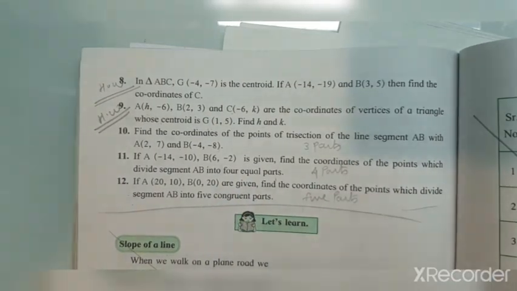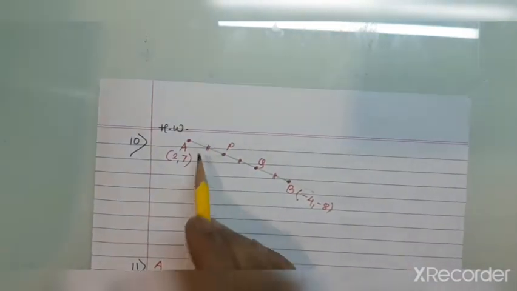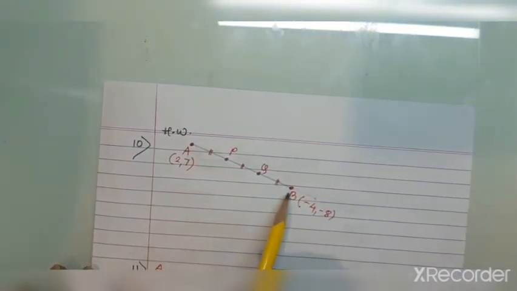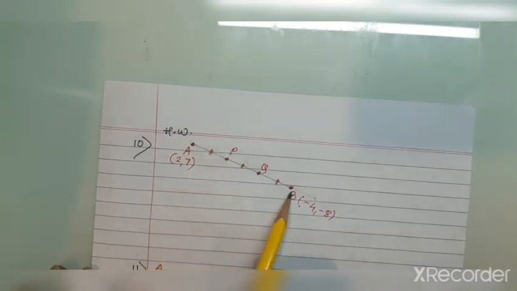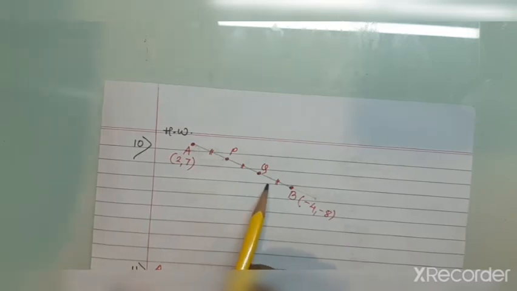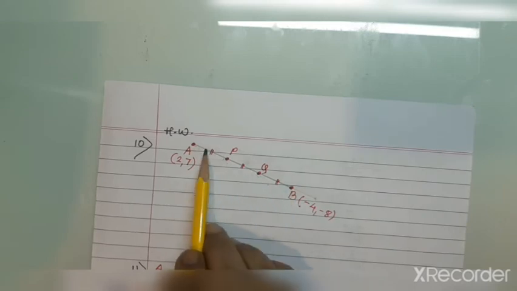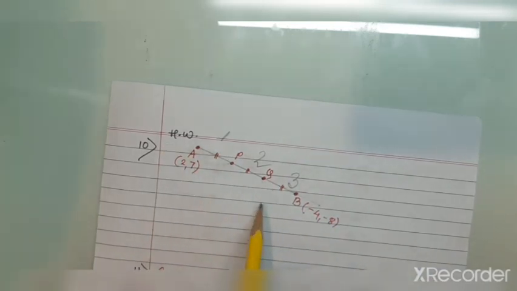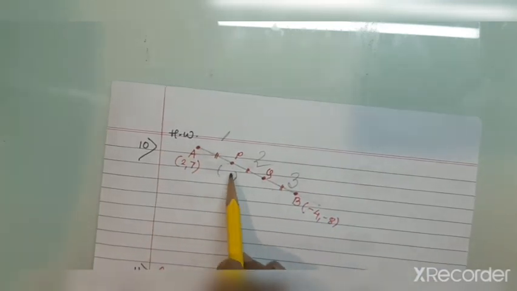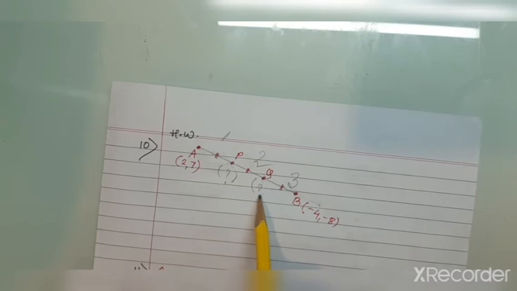For example, I'll just show you here in the 10th sum. This is segment AB. The segment AB is divided into 3 parts, so 1, 2 and 3, with the help of points P and Q. Okay, so points P and Q divide this segment AB into 1, 2 and 3. So this is the first part, this is the second part, this is the third part. We have to find the coordinates of P and Q.